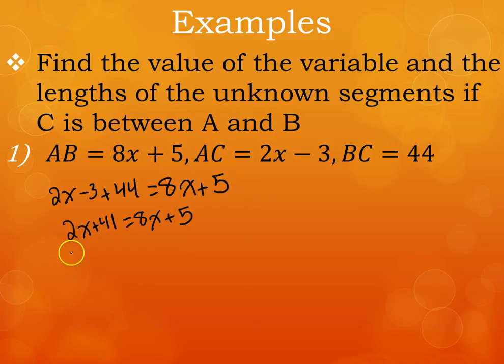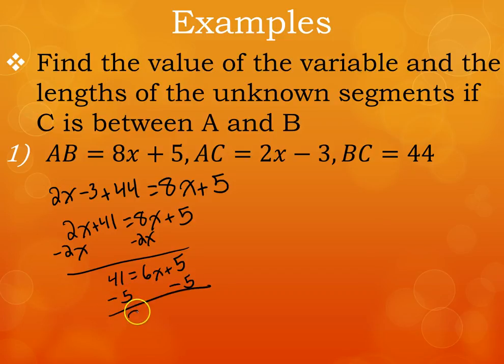So let's solve for x. I'm going to move the 2x over to the right by subtracting it. So 41 equals 6x plus 5. We'll subtract the 5 to get the x all by itself. So 36 is 6x, divided by 6, and x is going to be 6.